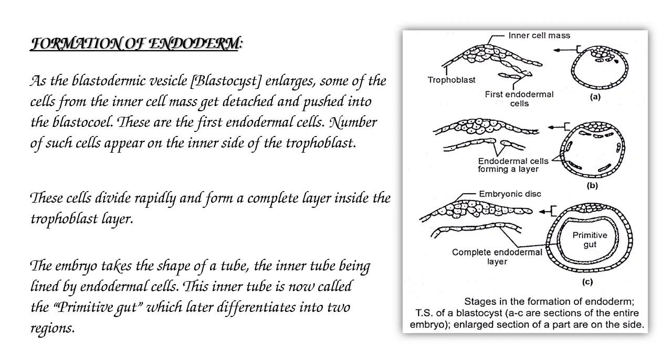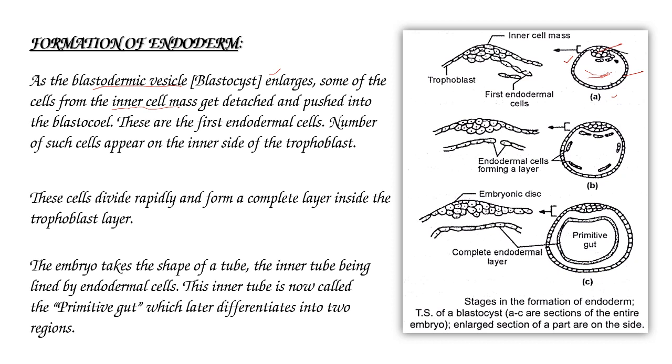We have already clearly said that the blastocyst is also called the vesicle or blastodermic vesicle. So during this endoderm formation, it enlarges, meaning the size is increased. Some of the cells from the inner cell mass. Let's see in this diagram, part A. In this diagram, this entire structure is the blastodermic vesicle, and these are the inner cell mass, and this layer is trophoblastic cells or trophoectoderm, and the space inside this region is called the blastocele.